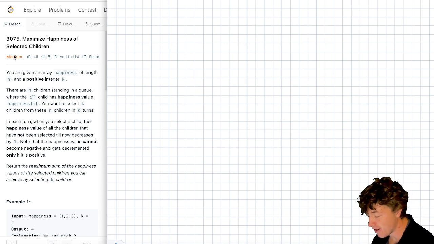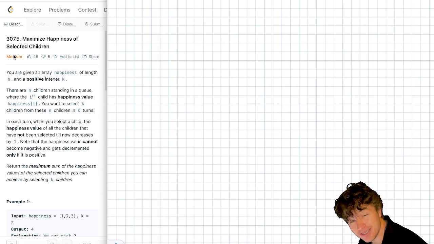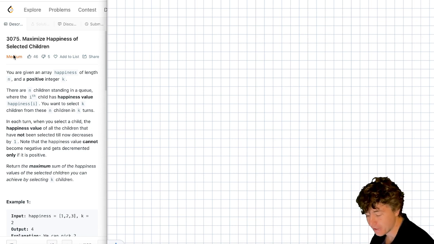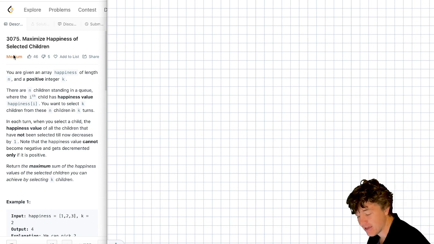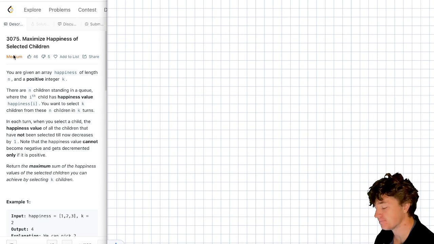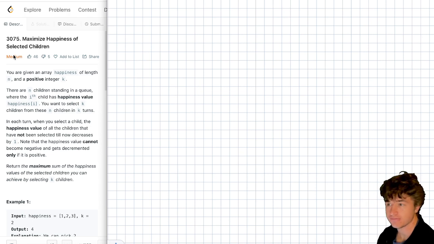So you are given an array happiness of length n and a positive integer k, okay? There are n children standing in a queue where the ith child has the happiness value happiness[i]. So each child has an intrinsic happiness to them. You want to select k children from these n children in k turns. All right, so I can literally choose k kids. That's all that basically means, right? There's n children, and I'm going to choose k of them.